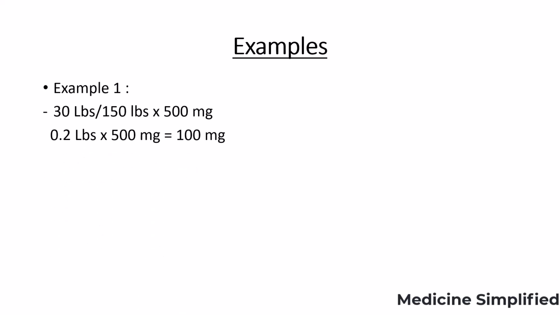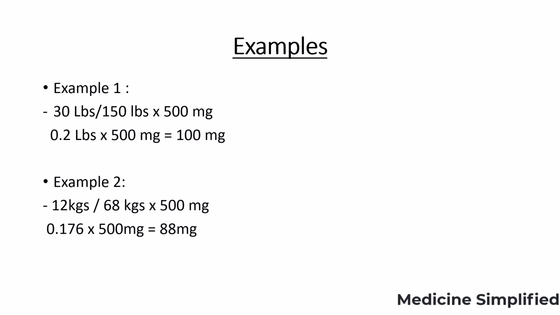Let's see it in examples. First example: if the pediatric patient's weight is 30 pounds, which is divided by 150 pounds, multiplied by the known dosage of medicine, 500 milligrams. After division, it gives 0.2 multiplied by 500 milligrams. The recommended pediatric dosage is 100 milligrams.